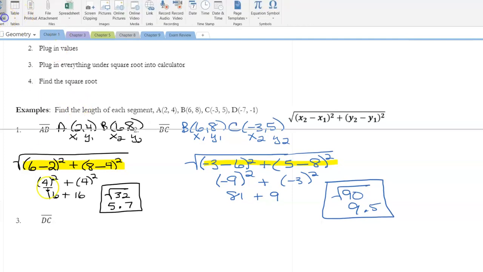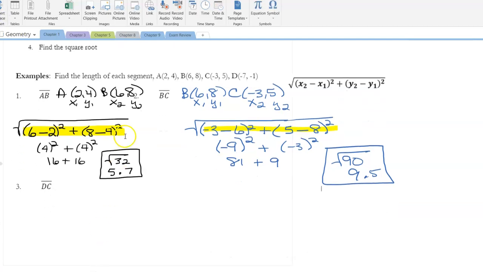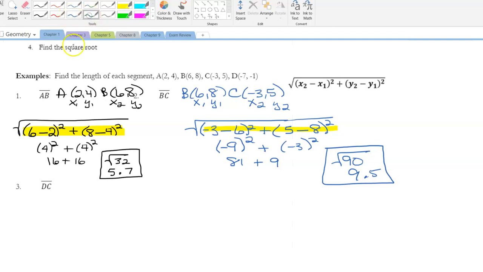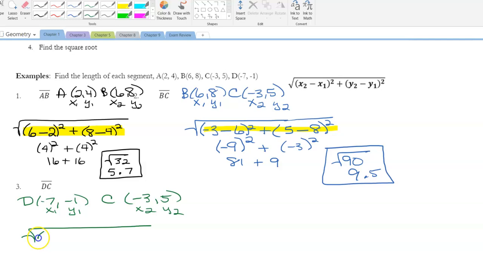Okay, so let me switch to one more color. Hopefully you've tried it. I'm going to do it real quick, and you can double check your work. D is negative 7, negative 1, and C is negative 3, 5. So x1, y1, x2, y2. When I plug it in, you should have gotten negative 3 minus negative 7, and then 5 minus negative 1.